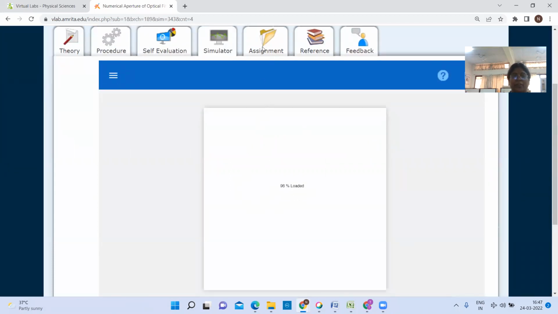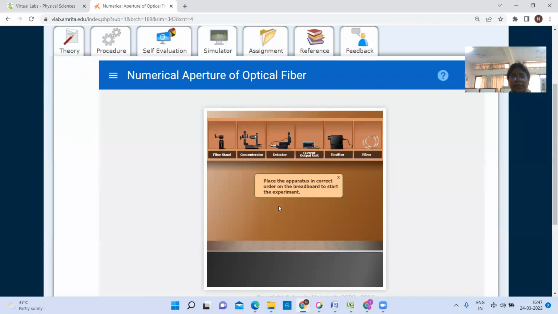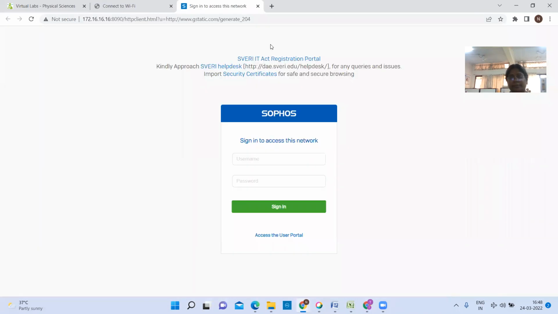Then assignment, see here it is simulation. There might be some tools that need to be installed. Assignment.